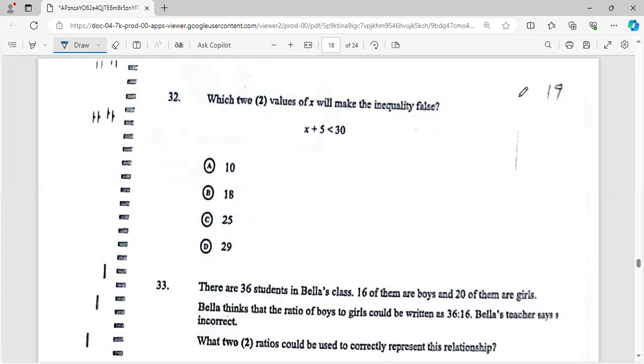Which two values of x will make the inequality false? And then I said that x plus 5 equals 30. So I looked at the numbers and it was C because 25 plus 5 equals 30. But that's not an equal sign, right? What type of sign is this, guys? Less than, greater than. Less than.